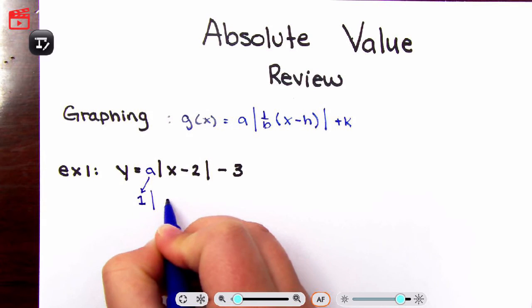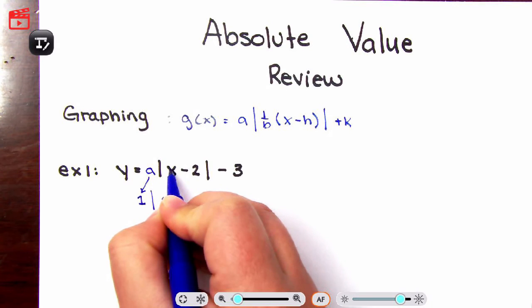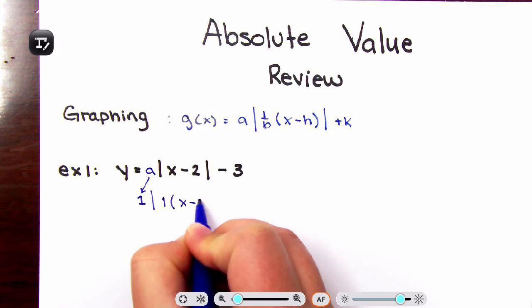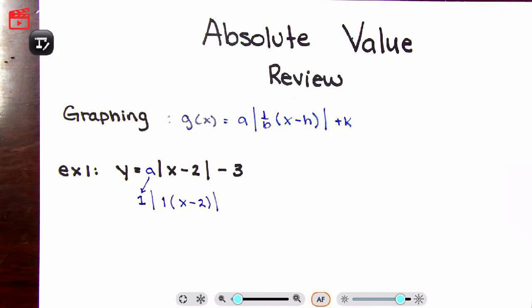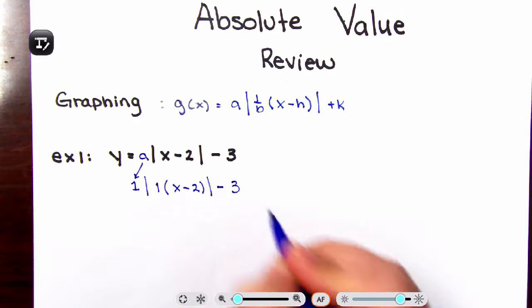I have my absolute value, then I have my b, right? I don't have a number, I don't have anything in front of x, so that means b is 1. And then I have x minus 2. If you did have a number in front of your x, I'll show you how to take care of that here in a little bit, minus 3.